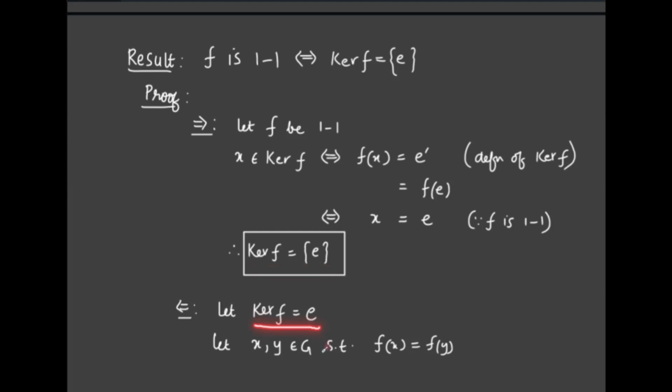Now the other way around, suppose the kernel contains only one element, which is the identity element. Now we have to show that f is 1 to 1. Now let x and y be elements in the group such that f of x equals f of y. What do we have to show? We have to show that x equals y now.